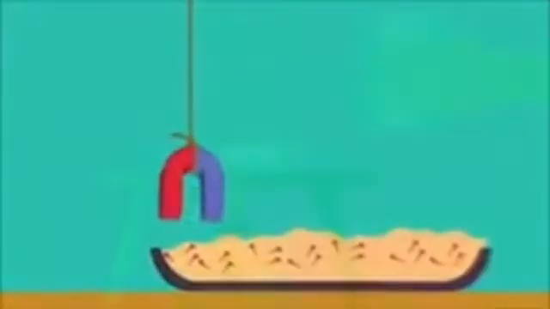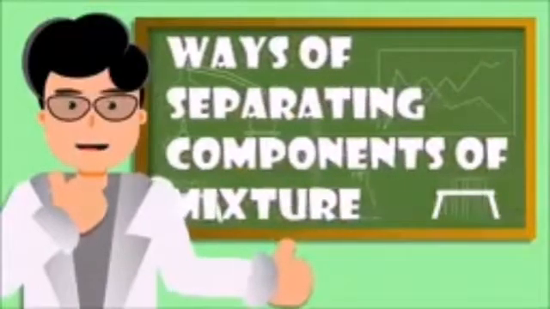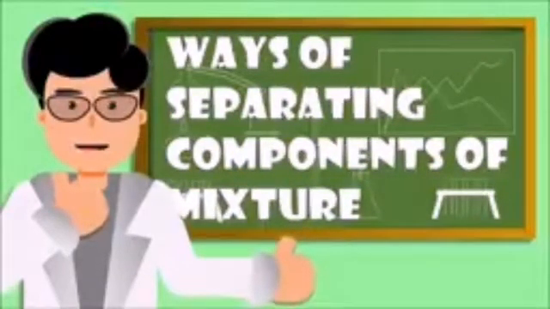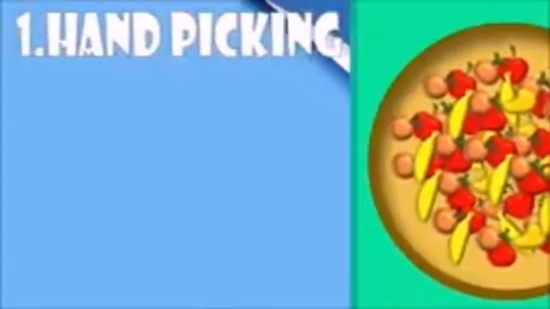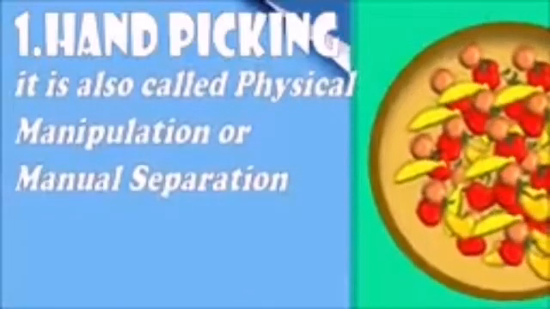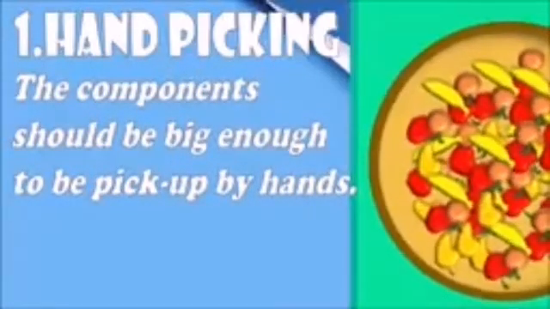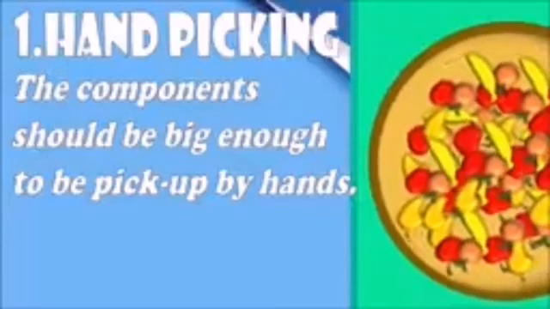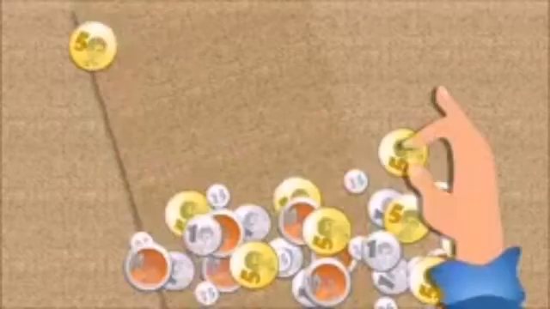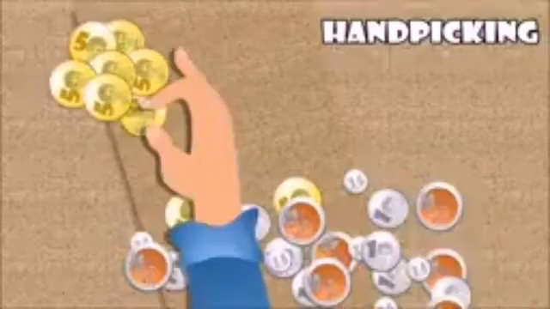Substances in different mixtures are usually separated from one another using a certain process or method. These are the ways of separating components of mixtures. Number 1. Hand picking. This is also called physical manipulation or manual separation. Through this, the components of the mixture should be big enough to be seen and picked up by hand. Example: when you have a jar full of coins, you can separate the 25 cent coins, 1 peso coins, and 5 peso coins by hand picking.